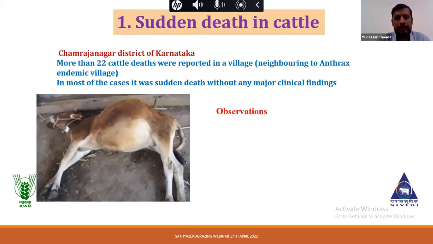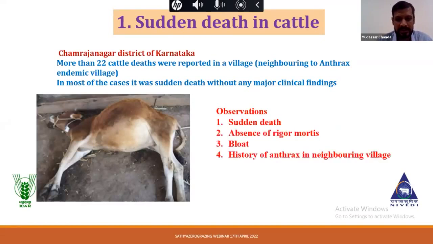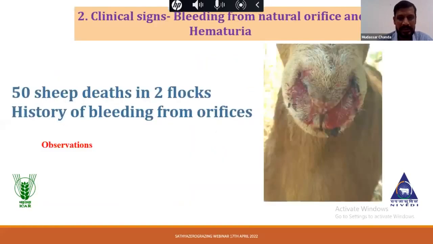This is one example of sudden death in cattle. More than 22 cattle died in that village, and in most of the cases, it was sudden death. So what were the observations? Sudden death, we did notice the absence of rigor mortis, there was bloat, and there was a history of anthrax in the neighboring village. So this is one thing we can narrow down to anthrax.